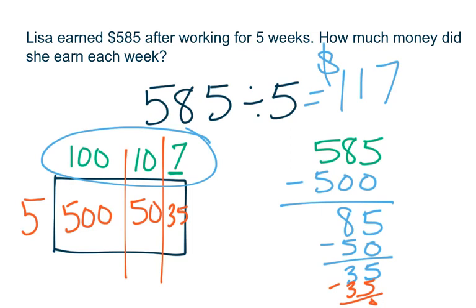Now you could have broken this division problem up differently. This just depends on what you prefer. Our total answer here is $117 each week.